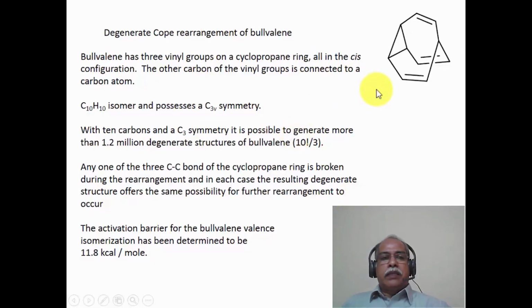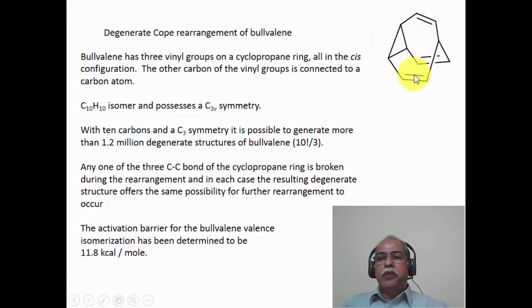Let us come to an interesting example of a degenerate rearrangement, that of bullvalene. This molecule is called bullvalene. This is the most fascinating molecule, or the most fluxional molecule, in organic chemistry, so much so that it can generate about 1.2 million degenerate structures by means of a 3,3 sigmatropic rearrangement. Let us see what is the speciality of this molecule.